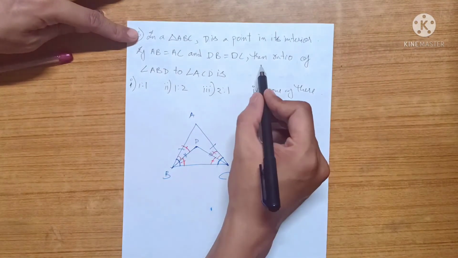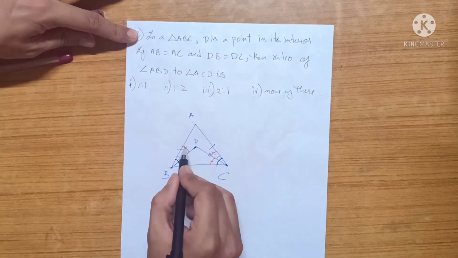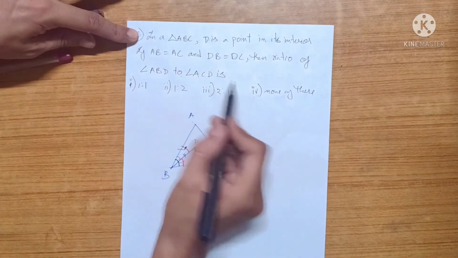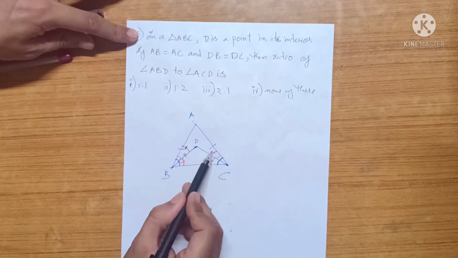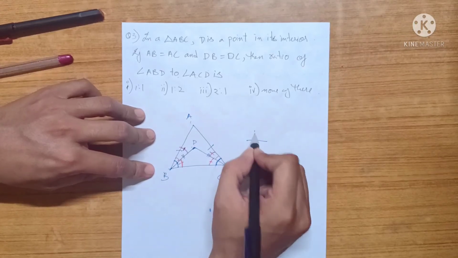So what are they asking? They're asking the ratio of angle ABD, so ABD is the remaining angle, to ACD. ACD is the remaining angle. So what do you understand by ratio? Ratio means dividing values.